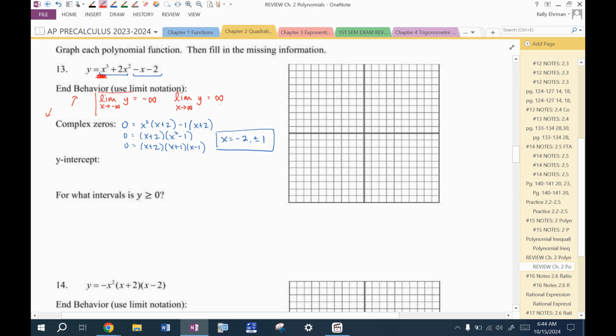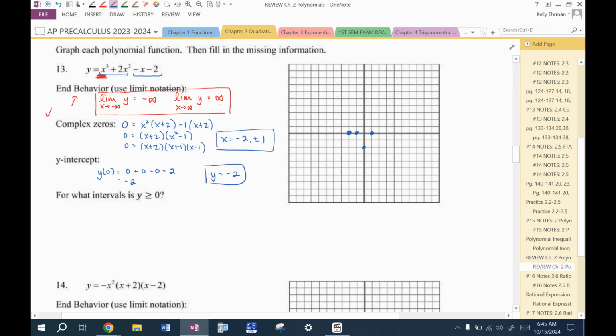Sorry, I want to box in my other answers here. So the first thing you should do is plot those zeros. The y-intercept for any function is what you get when you plug 0 in. So I was going to write f of 0, but this is y. So y of 0 is equal to 0 plus 0 plus 0 minus 2. So y equals negative 2. You should plot that as well. And the nice thing about that is that we don't have any integer points between our values, so we're not going to have to plug in any extra points here.